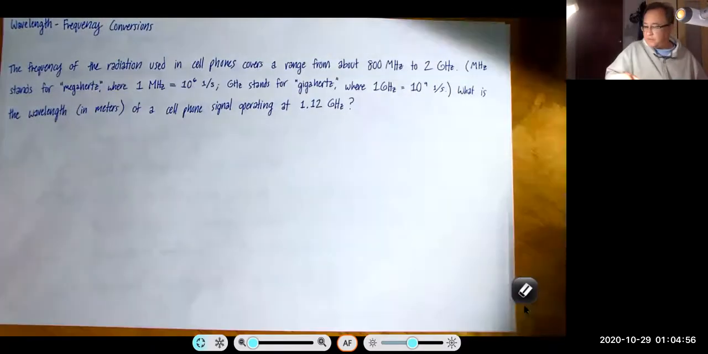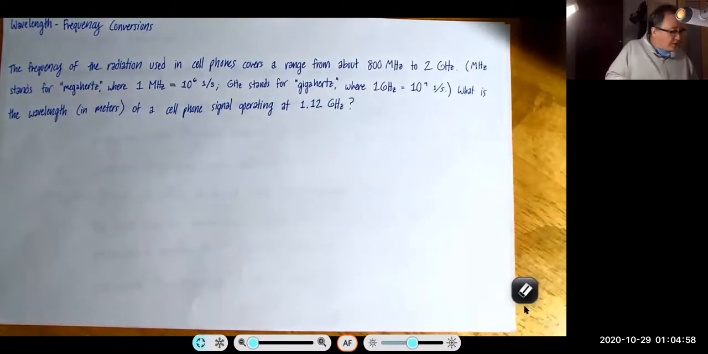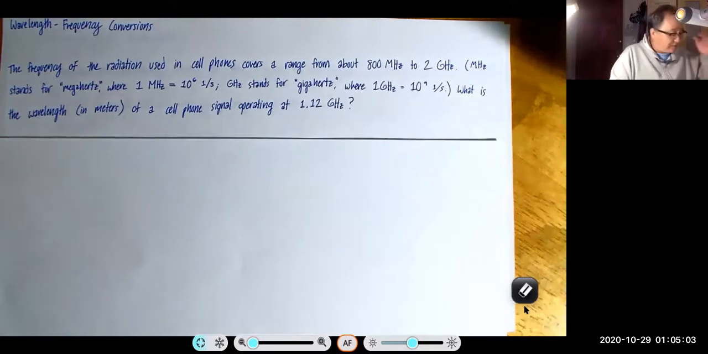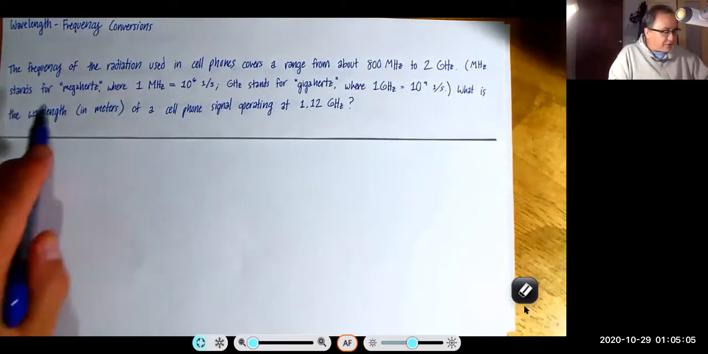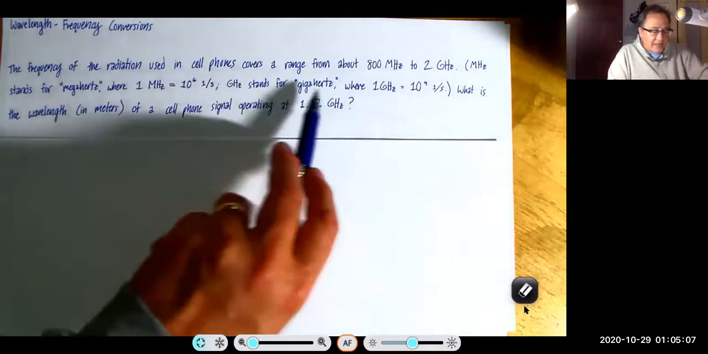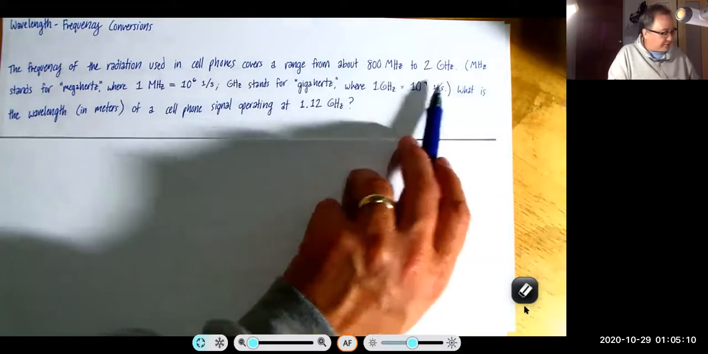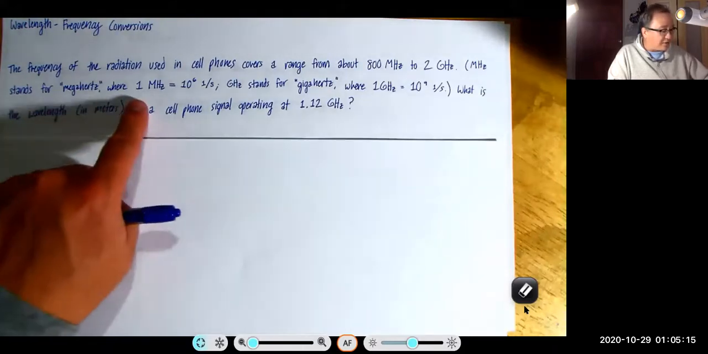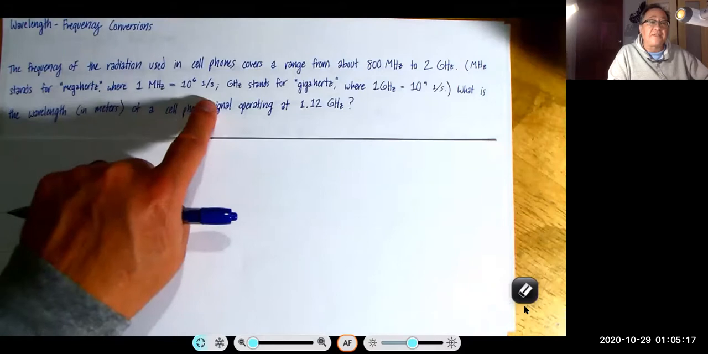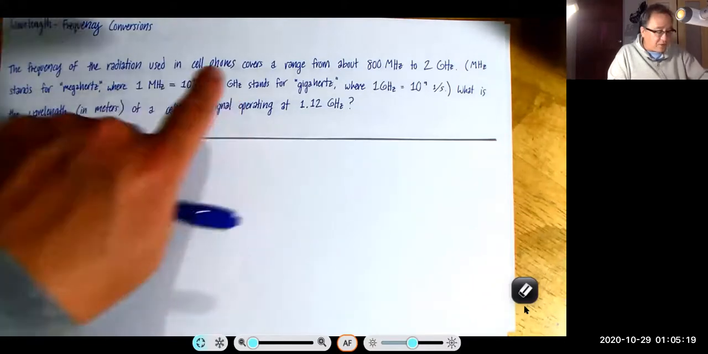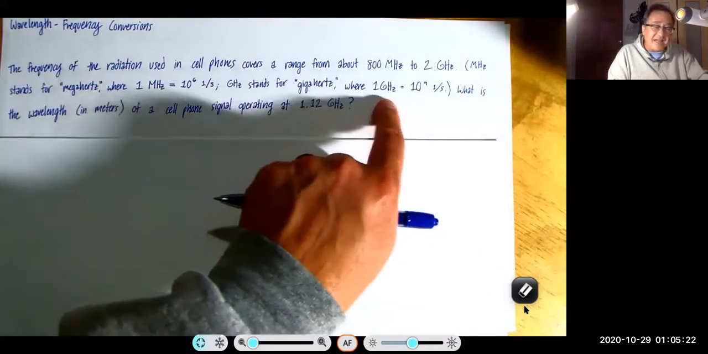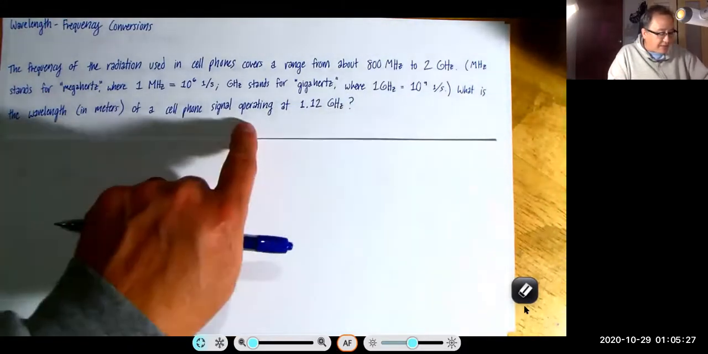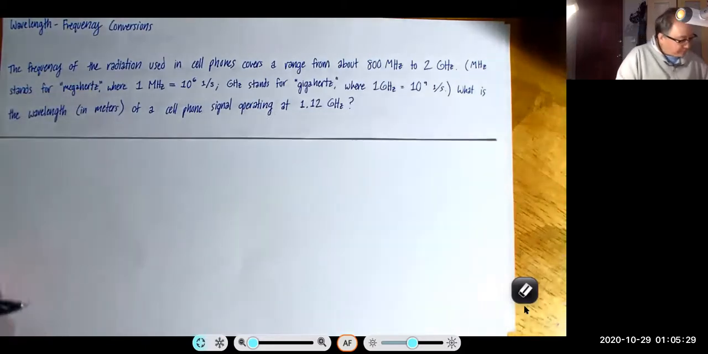So here, what we want to do is take a look at a wavelength frequency conversion. The frequency of the radiation used in cell phones covers the range from 800 megahertz to 2 gigahertz. Megahertz stands for megahertz, where 1 megahertz is 10 to the 6 per second. And gigahertz stands for gigahertz, where 1 gigahertz is 10 to the 9th per second. What is the wavelength in meters of a cell phone signal operating at 1.12 gigahertz?